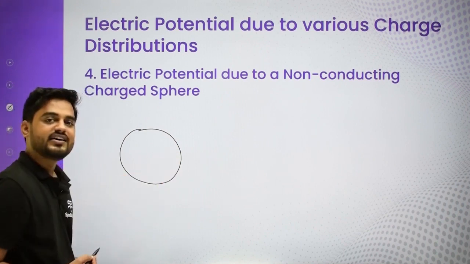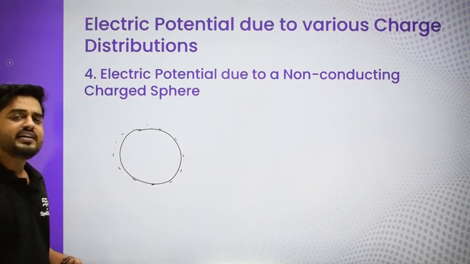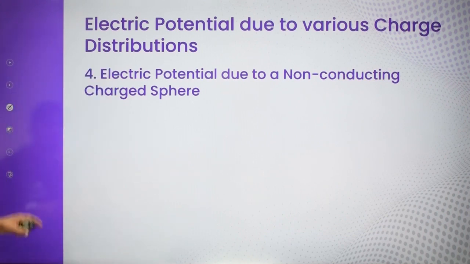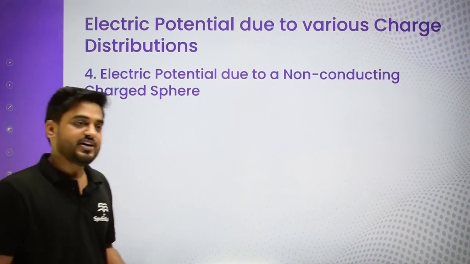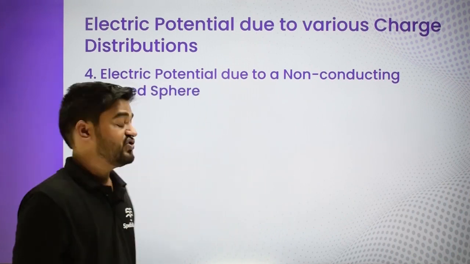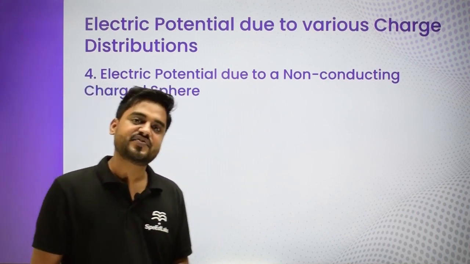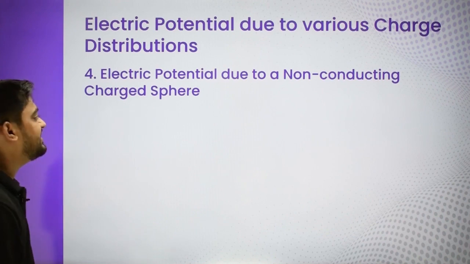If we have a conductor, then the entire charge basically lies on the surface only. So a conductor can be treated the same as a spherical shell, because the charge is lying just over the surface. A uniformly charged conductor sphere or shell, both are basically the same. So now we are talking about a non-conducting charged sphere.